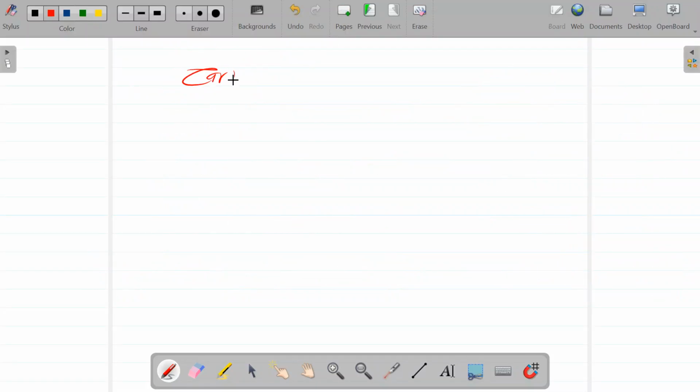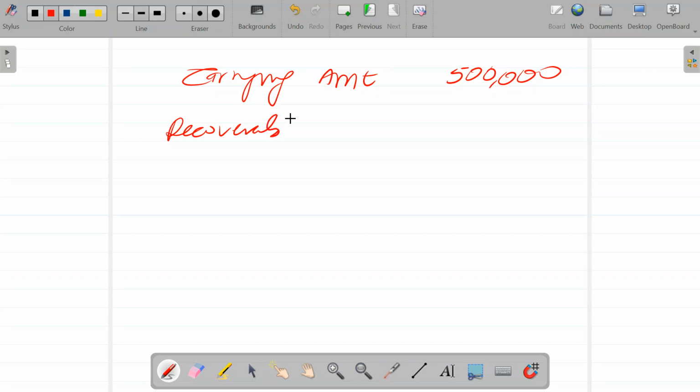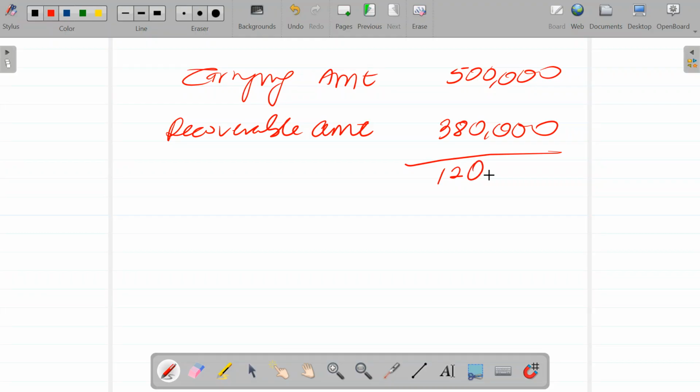So carrying amount 500,000, recoverable amount 380,000. So how much is the impairment? It's 120,000. So there's an impairment loss.